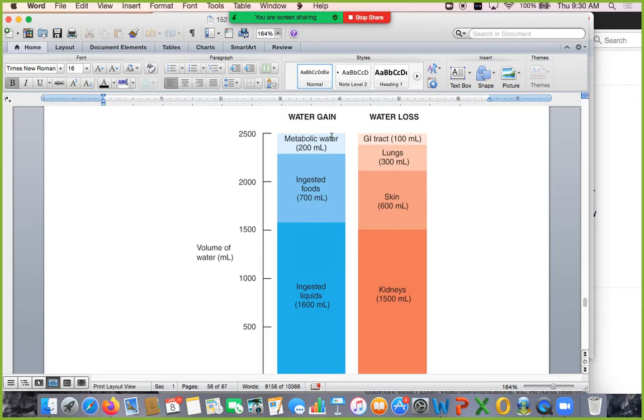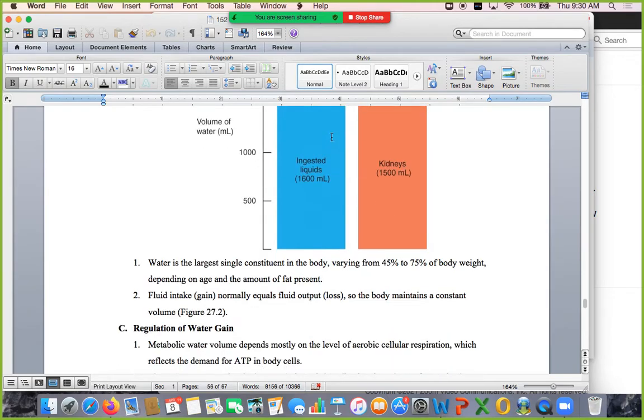And then we lose water in two different mechanisms, sensible and insensible water loss. Sensible water loss is water loss that you can feel. For example, the process of urination, so through your kidneys or your GI tract. And insensible water loss is water loss that you cannot feel, like the process of respiration or the process of sweating, so through your skin or from your lungs.